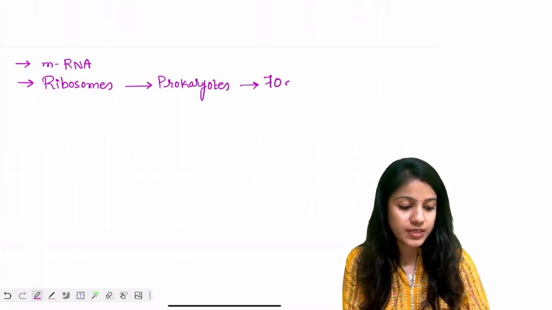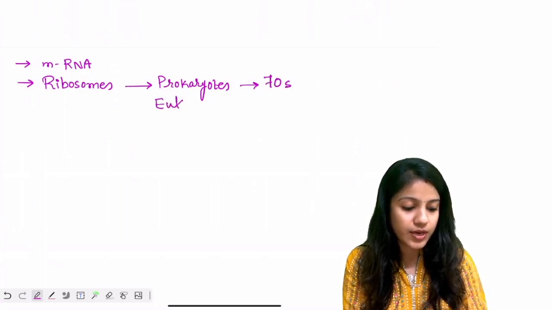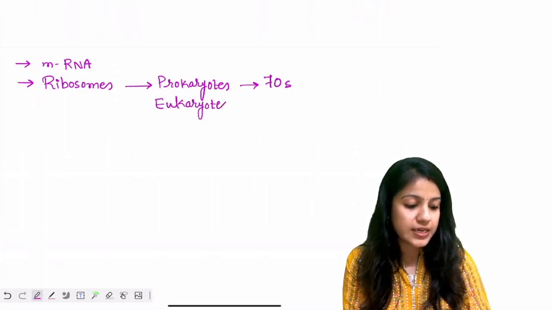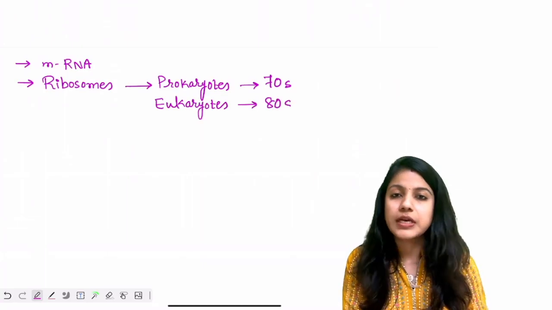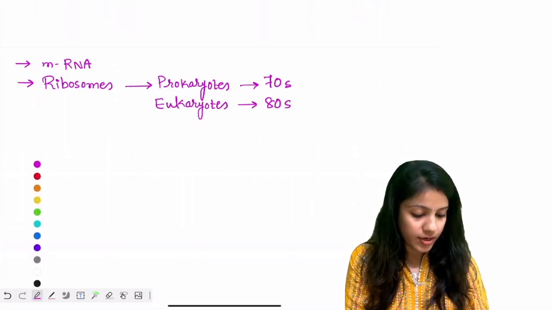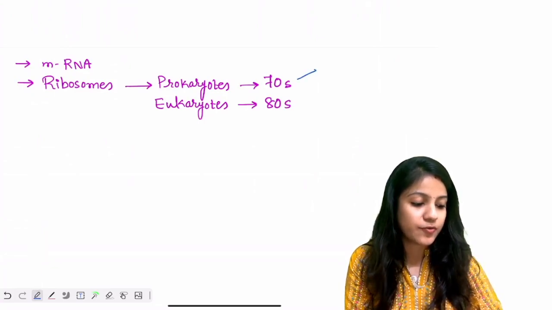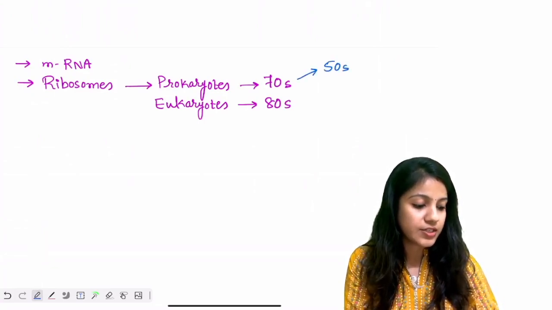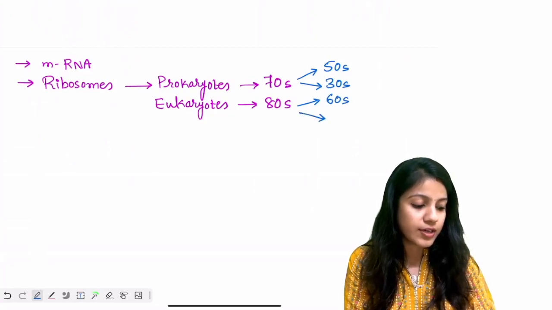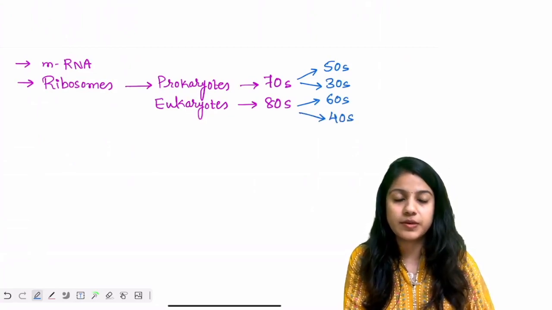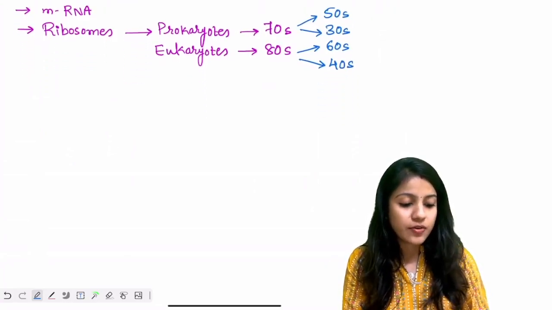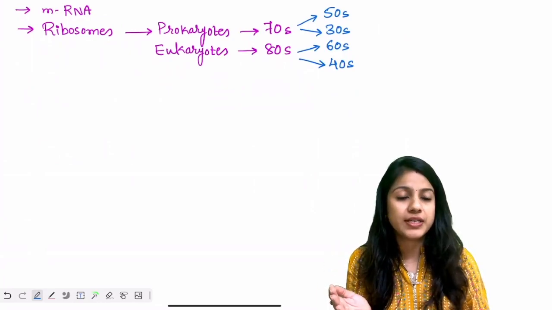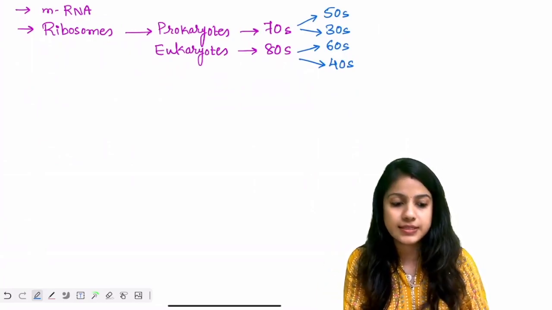70S ribosome is needed, whereas in case of eukaryotic organism, 80S ribosome is needed. Correct? You know now that smaller and larger subunit are present. In case of prokaryotes, 50S is the larger unit, 30S is smaller subunit. In case of eukaryotes, it is 60S and 40S ribosomal subunit. This we have already studied in detail before only. So just now focus that in prokaryotes it is 70S, in case of eukaryotes it is 80S ribosome.